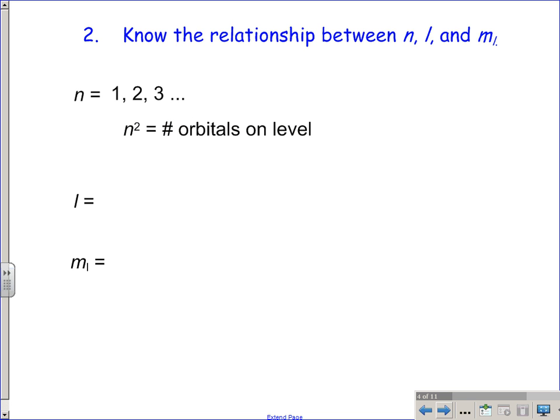Remember, n squared always gives you the number of orbitals on a level. So on the first level, you've got the s orbital and that's it. So 1 squared would be 1. Second level, 2 squared is 4. We have your 1 s and your 3 p's for a total of 4. And then how many electrons would it take to fill all of those? That would be 2n squared because each orbital can hold 2. So that's a couple of relationships to remember.